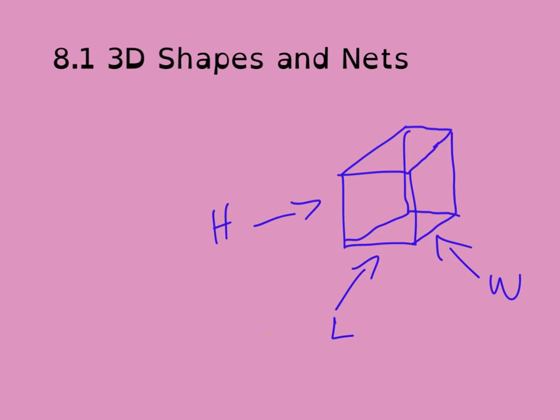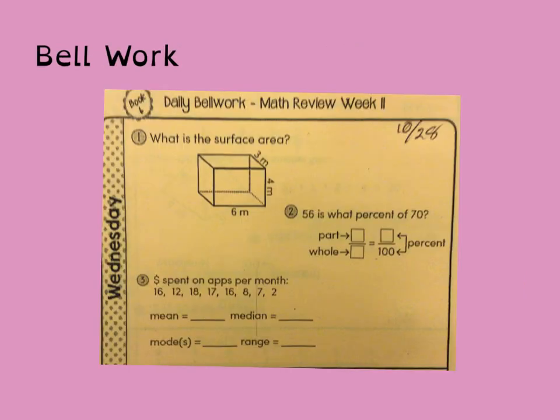So as we go through this today, we're going to talk about what would happen if we unfolded these 3D shapes also. And those are nets. We're talking about a 3D shape that's unfolded. It's a net. So that's kind of some basics before we get started today. All right, let's take your bell work. Look at your bell work for today.